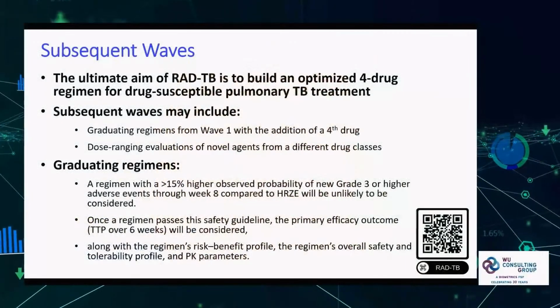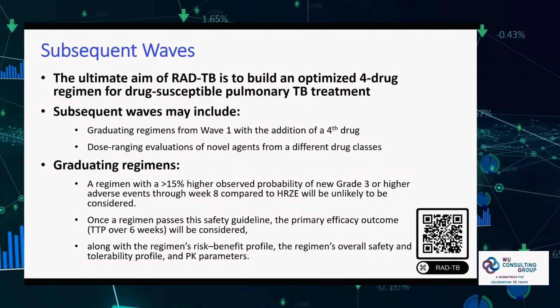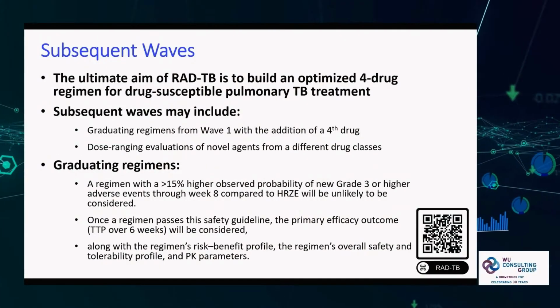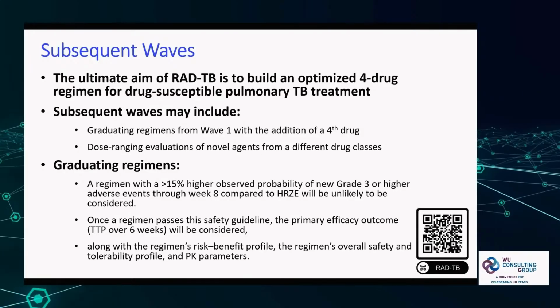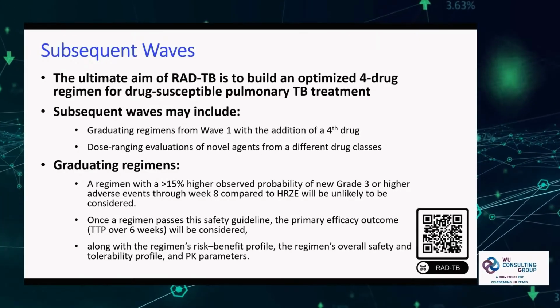Once a regimen passes that safety guideline, we'll assess its efficacy using a 6-week efficacy outcome based on time to TB positivity over 6 weeks. And then we will also look at the regimen's risk-benefit profile, the overall safety, as well as the PK parameters, because we're trialing those new drugs at 2 different doses.